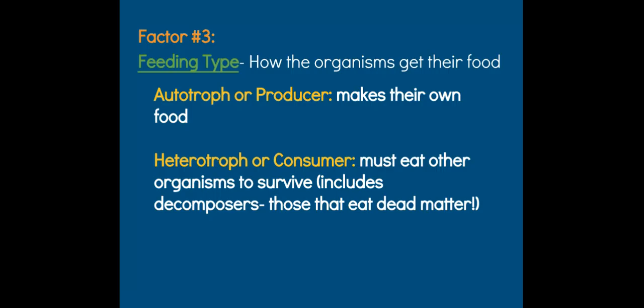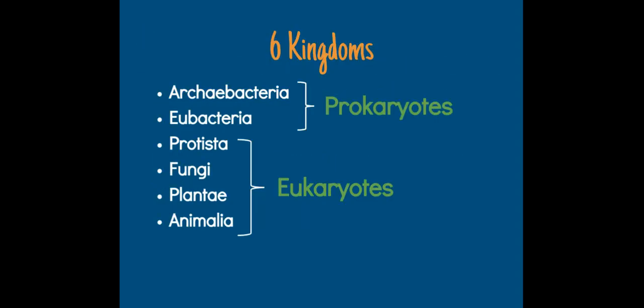Then last, you have feeding type. You can categorize organisms based on how they get their food. Autotrophs make their own food, and they can also be known as producers. And heterotrophs must eat other organisms to survive. They're also called consumers. And that also includes decomposers as well, because decomposers eat dead matter, meaning they can't make their own food.